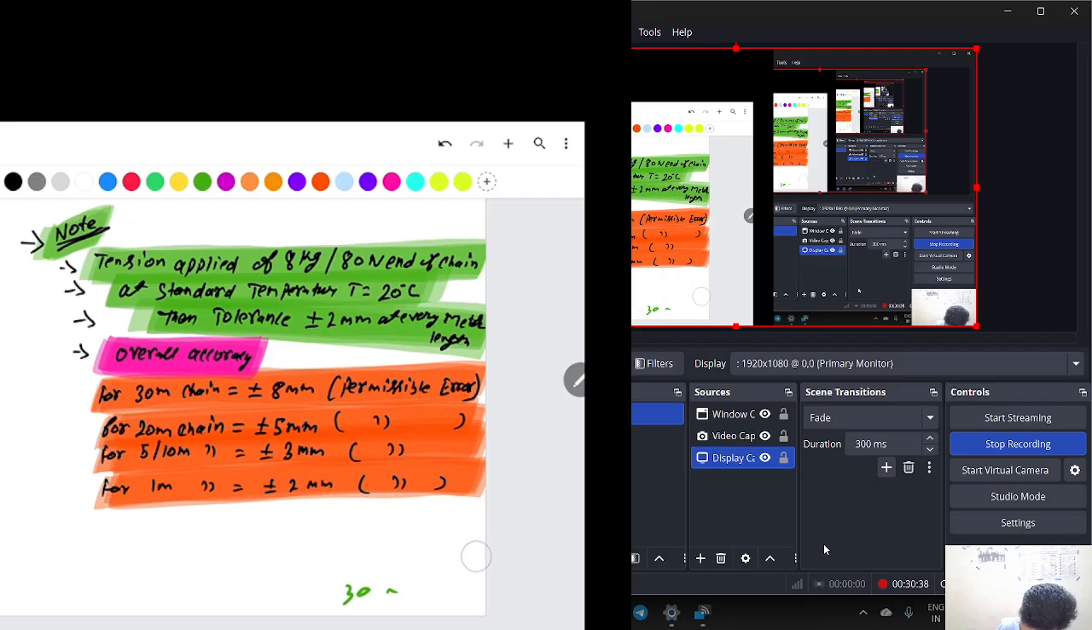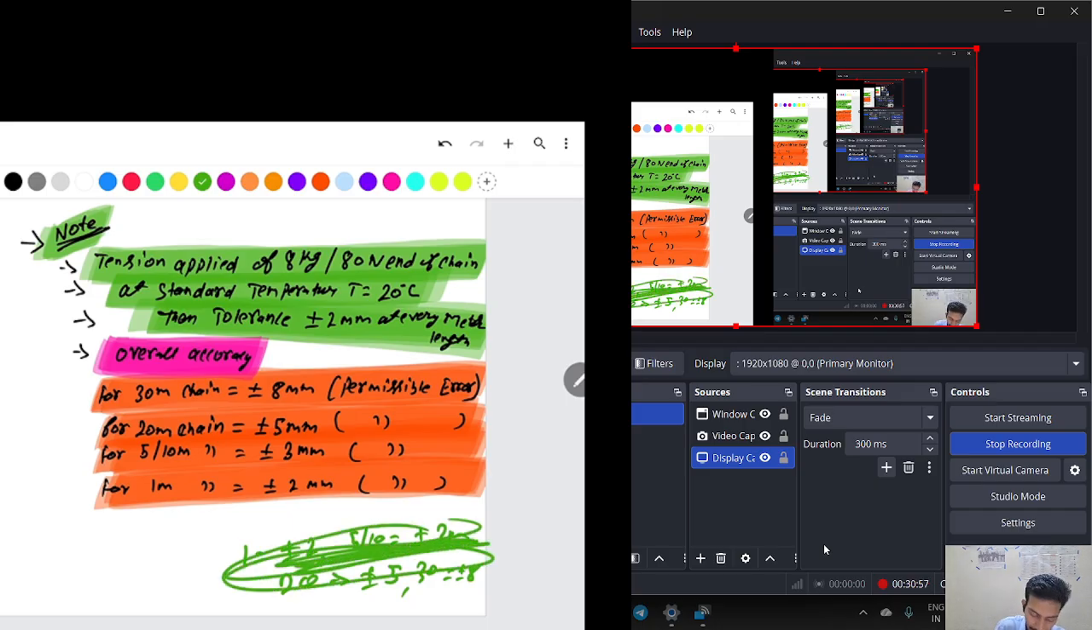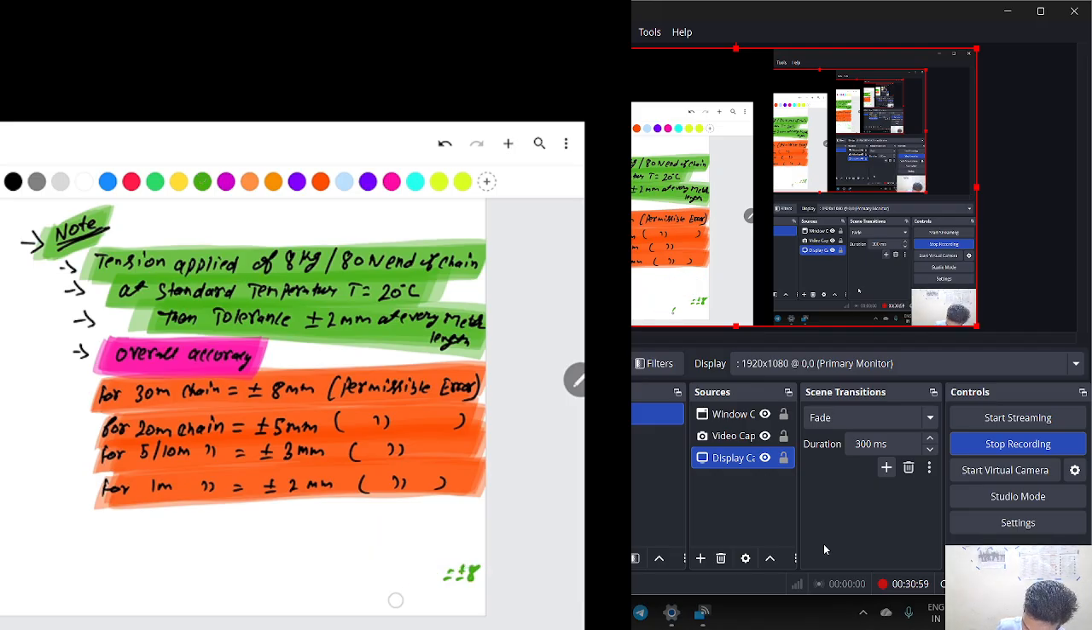For 1 meter, plus minus 2 mm; for 5 or 10 meter, plus minus 3 mm; for 20 meter, plus minus 5; and for 30 meter, there is a plus minus of 8. Remember, you have to write every day. Then you will write, then you will learn.